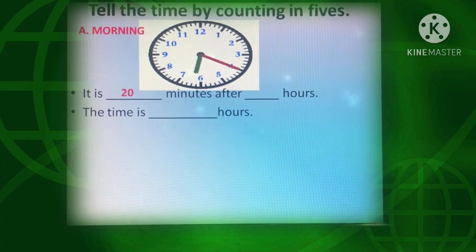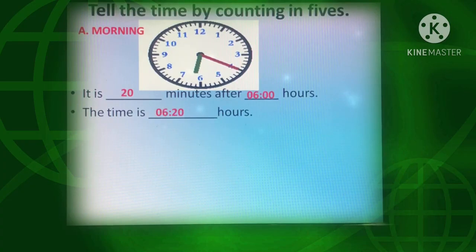So it is 20 minutes after 6 hours. Again, it is 20 minutes after 6 hours. How about the time is blank hours? So what will be the time? Okay, good. So the time is 6:20 hours. So it is 20 minutes after 6 hours, and the time is 6:20 hours.